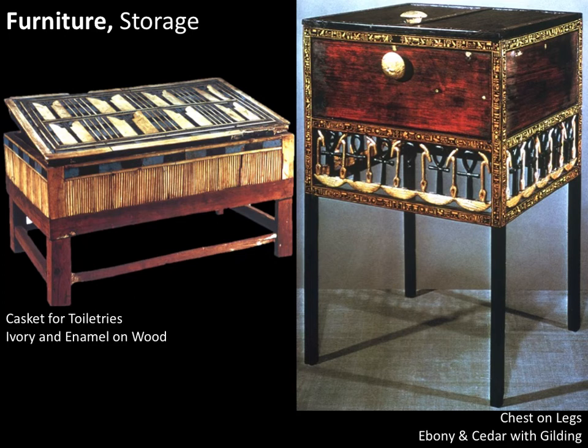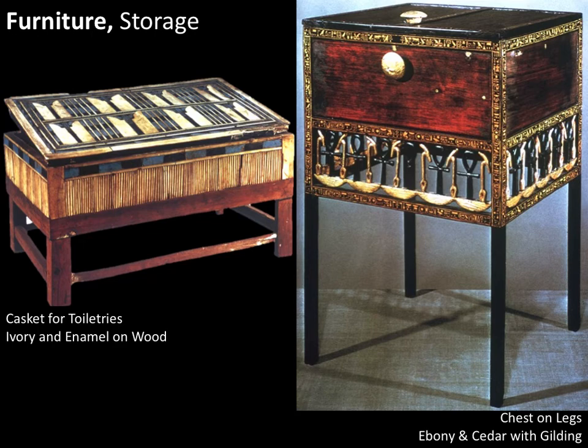And a lot of furniture has to do with storage. So tables and benches that have areas in them to store stuff. So we have on the left a casket for toiletries, a fancy box to put your toiletries in with ivory and enamel inlay. And on the right, we see a lovely chest on legs. So having looked at all of this furniture, do you see why I'm saying it's rectangular?